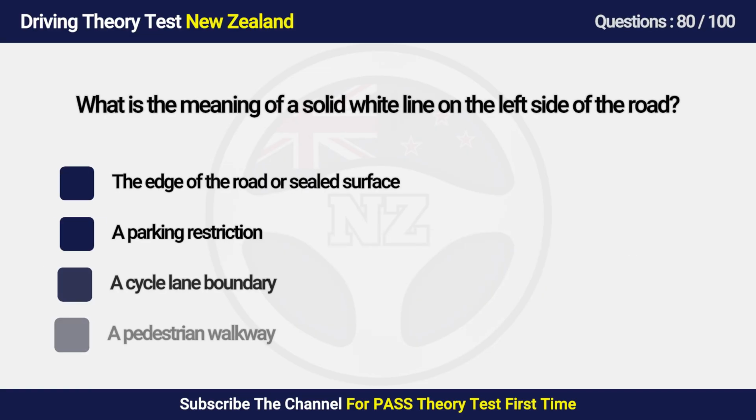Question 80. What is the meaning of a solid white line on the left side of the road? A. The edge of the road or sealed surface. B. A parking restriction. C. A cycle lane boundary. D. A pedestrian walkway.